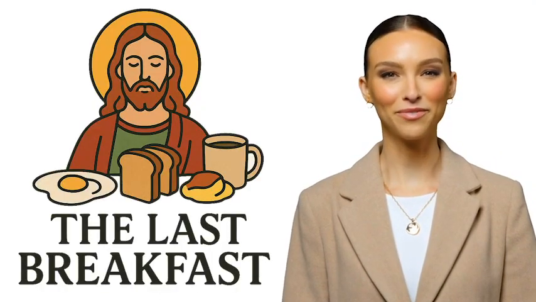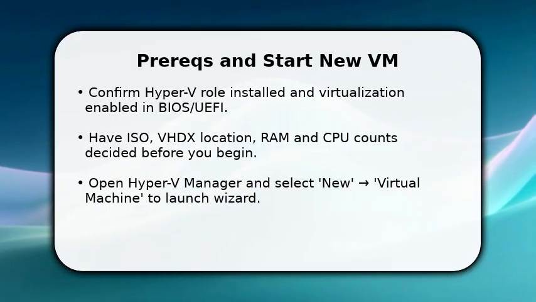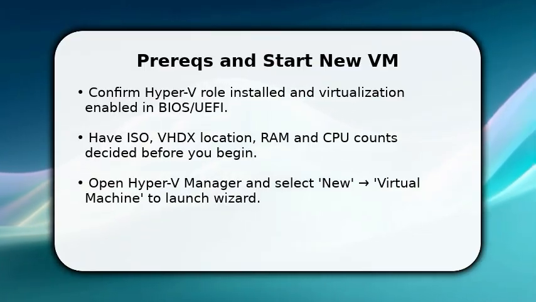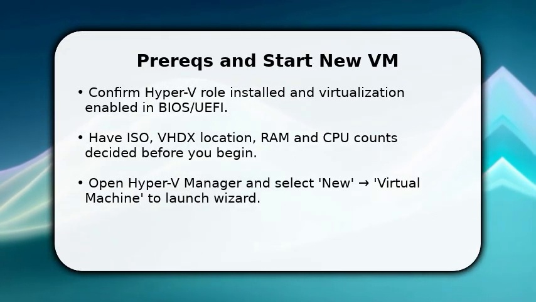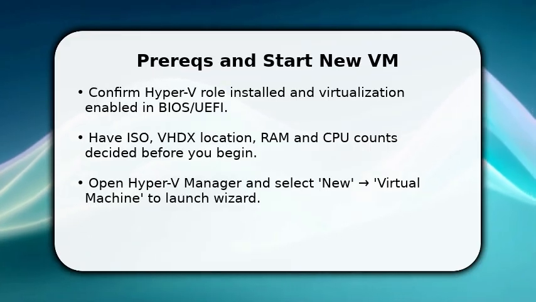Please enjoy the video. You begin by verifying prerequisites: Hyper-V role active and CPU virtualization enabled. Once done, prepare your ISO and VHDX destination and decide RAM and vCPU allocation.